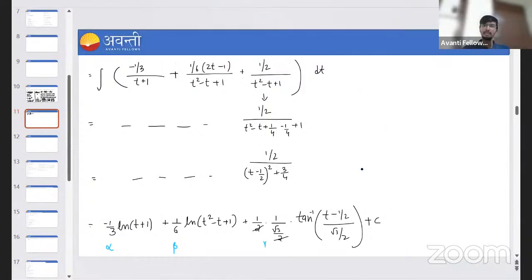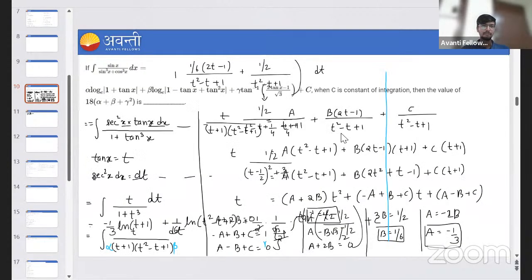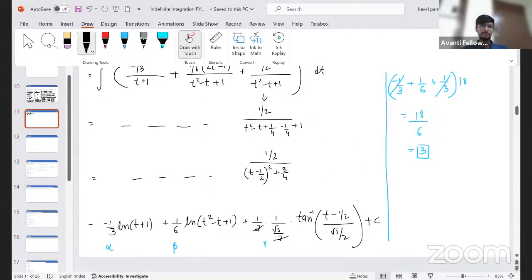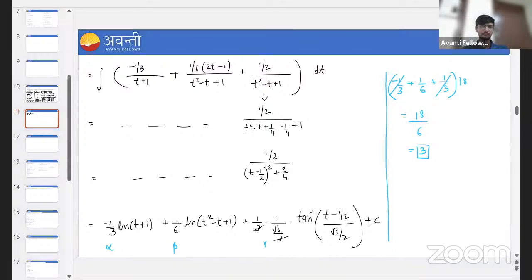So now what did I have to find? I had to find alpha plus beta plus gamma square. Correct? So let's find alpha plus beta plus gamma square. This and this will get cancelled into 18. So 18 by 6, which equals 3. This is my answer. So 3 is my answer. Let's move on to the next question.